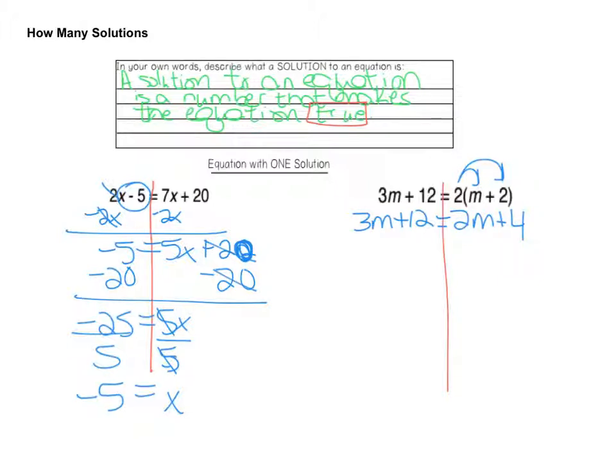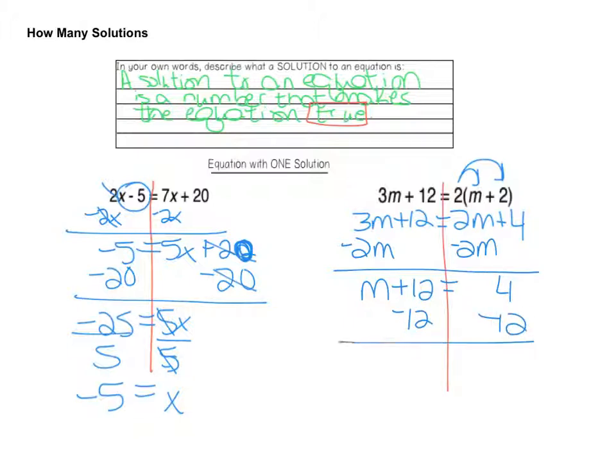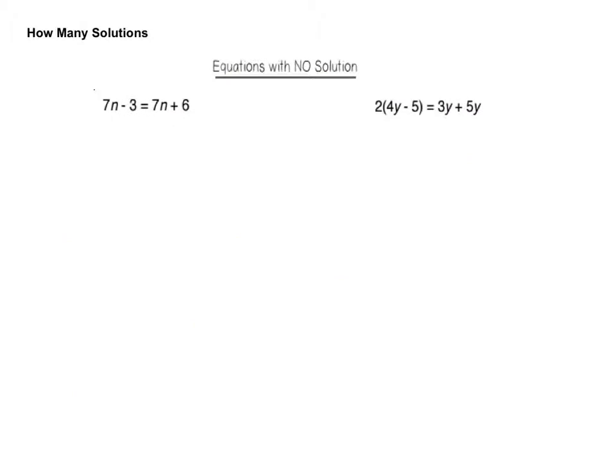The 2m. I'm going to subtract 2m from both sides. 3m minus 2m is just 1m. I don't have to write it. Plus 12 equals 4. This is just a one-step equation. I'm going to subtract 12 from both sides, and m is negative 8. Occasionally we get lucky and we get a one-step equation. This is a solution because if we were to take negative 8 and plug it in here where m is, this would be a true statement.